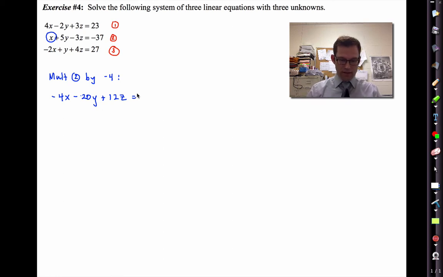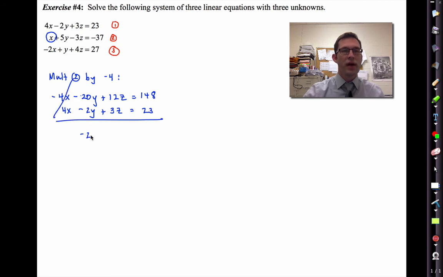Let's take a look. Negative 37 times negative 4 gives me 148. Now, I'm going to take that and add it to my 4x minus 2y plus 3z is equal to 23. When I do that, obviously these cancel, and I get negative 22y plus 15z is equal to 171. Notice the x has been eliminated. So that's one of my equations.